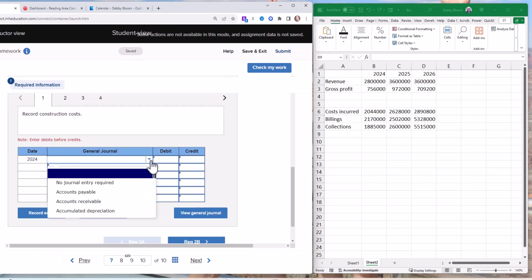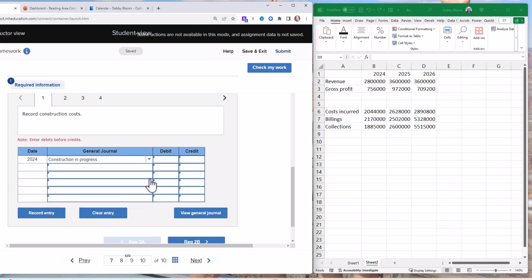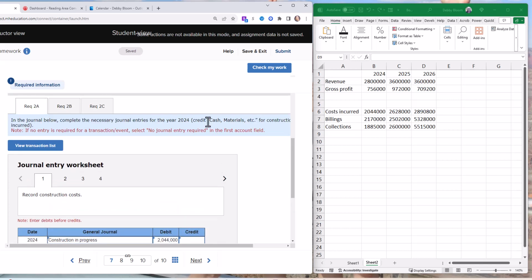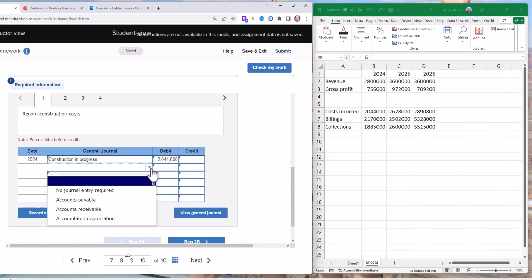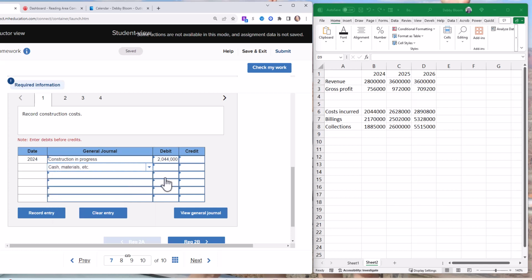So to record the costs incurred, we're going to debit an account called construction in progress, which is an asset account, for $2,044,000. And notice in the instructions, they said to credit cash, materials, etc. for construction costs incurred. So I'm going to credit the cash, materials, etc. for the $2,044,000.